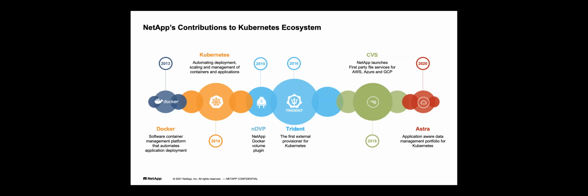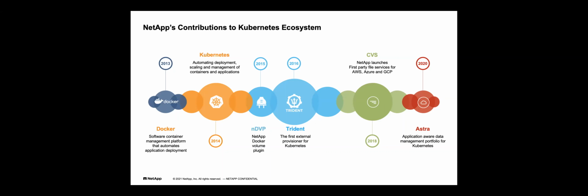Trident supports all of NetApp's primary storage. So whether you're on-prem with our ONTAP operating system, or you're in the public cloud with Cloud Volume Services on GCP, or Azure NetApp Files, a first-party service on Azure, or FSx ONTAP in AWS, again, a first-party service directly from AWS, Trident supports them all. And that means that you only have to know how to manage your storage once.